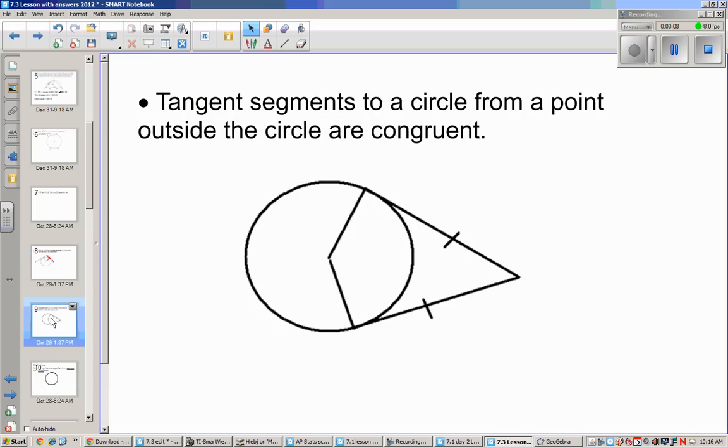So our picture should look something like this, and it says tangent segments to a circle from a point outside the circle are congruent. So if you look at this picture, these two are congruent, and both of these are radii. So that's a radius, so those two are congruent to each other as well. So the shape we've created here is a kite, and we also know from the previous one that these must meet at a 90-degree angle. If you look at my lovely 90-degree angle.